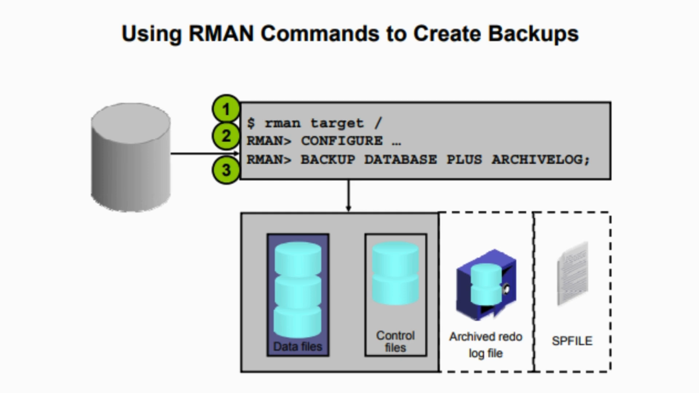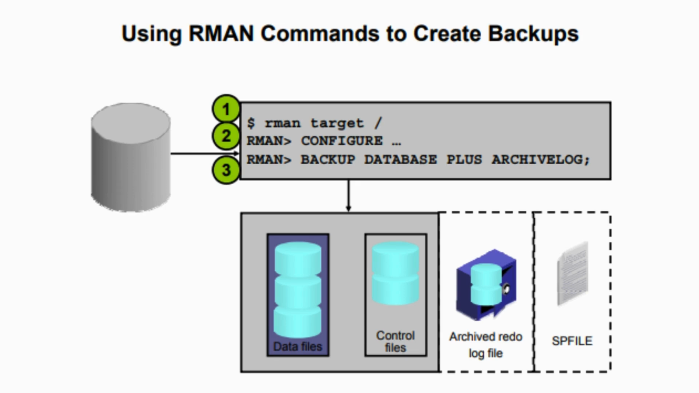A whole database backup is a copy of all data files and the control file. You can optionally include the server parameter file, SPFILE, and archived redo log files. Using RMAN to make an image copy of all the database files simply requires mounting or opening the database, starting RMAN, and entering the backup command shown in the slide.